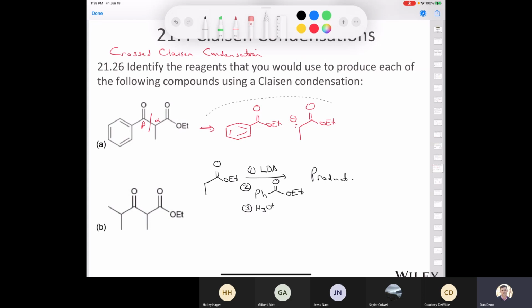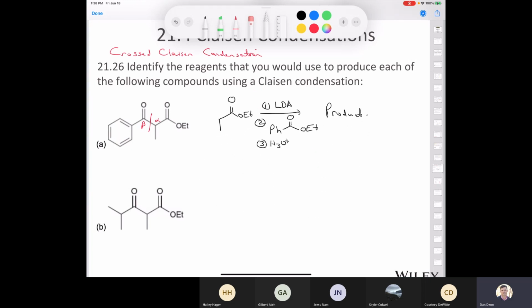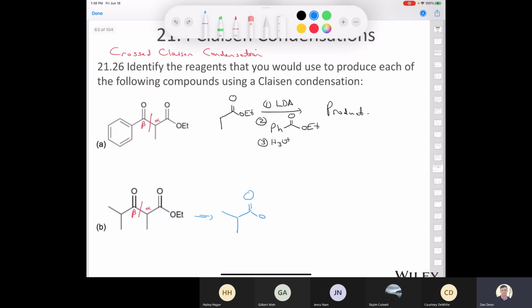I'm going to delete my retrosynthesis just to make some room on here. There we go, and I'll move this one up here. And the next one, we're going to try the exact same thing again. Look, we've got our alpha carbon here. There's our beta keto. We're going to break this bond here. So for our retrosynthesis, that means that we're going to have to start with this ester. Remember, if this is an ethyl ester, that means that this has to be an ethyl ester. And I'm going to start with the same compound I did before, which is ethyl propanoate. And I need to make the enolate of it. So there's my retrosynthesis done.